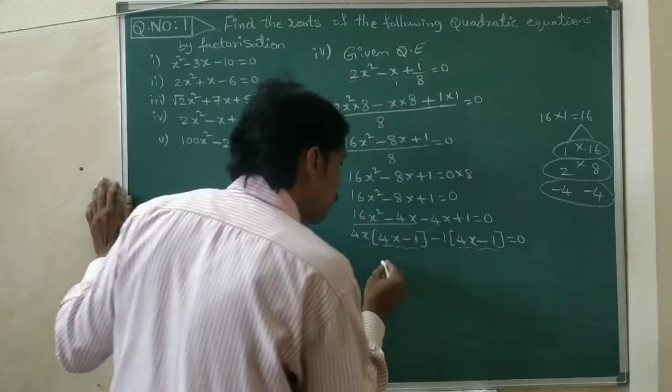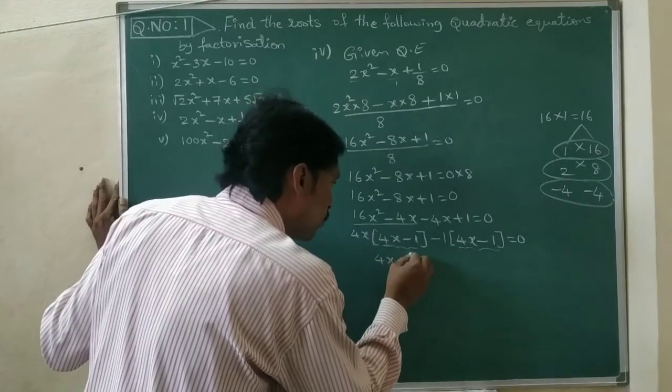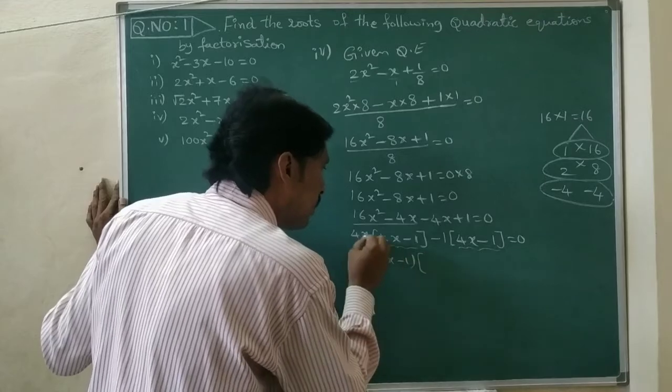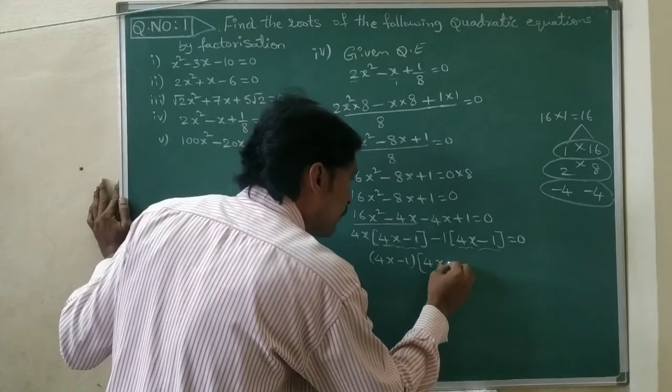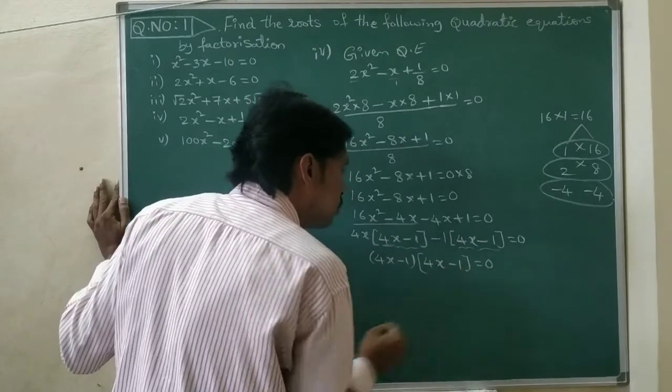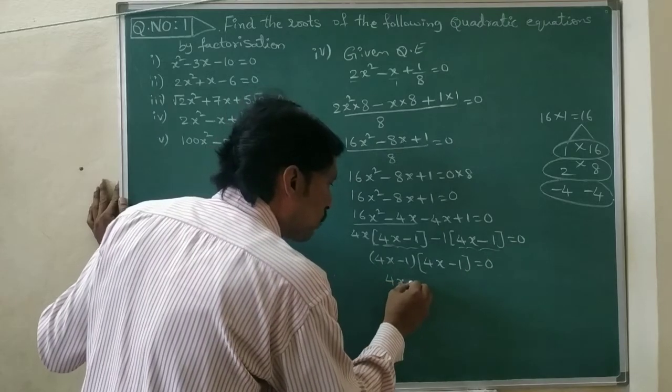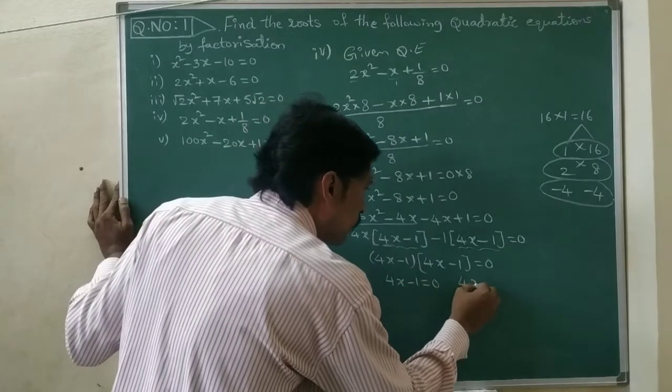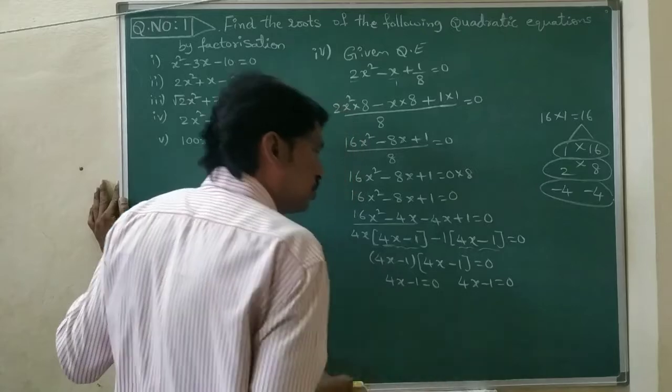Now here 4x minus 1, here also 4x minus 1. We took 4x minus 1 as common. Here 4x, here minus 1 is remained, equal to 0. Write 0 individually: 4x minus 1 equals 0, and 4x minus 1 equals 0.